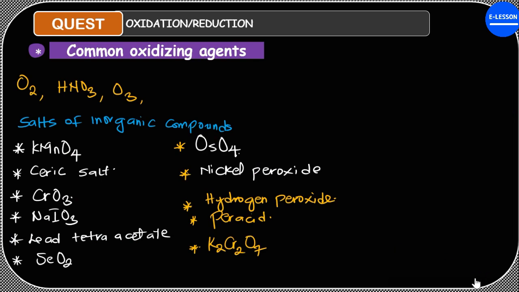And examples of oxidizing agents include ceric salt, sodium iodate, magnesium oxide, silver oxide, nickel peroxide, osmium tetraoxide, peracid, hydrogen peroxide, lead tetraacetate, and then we have selenium oxide. We named a few of them in this lecture.